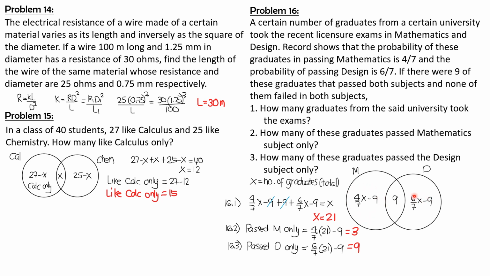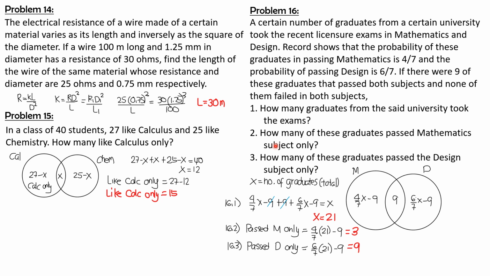Likewise, for design, 6 over 7 times x are the expected passers of design, then minus 9 gives passers of design only. Then adding these, we equate it to the total number of graduates who took the licensure exam, which is x. So 4 over 7 x minus 9 plus 9 plus 6 over 7 x minus 9 equals x. Solving for x is 21. So that's the answer to number 1.